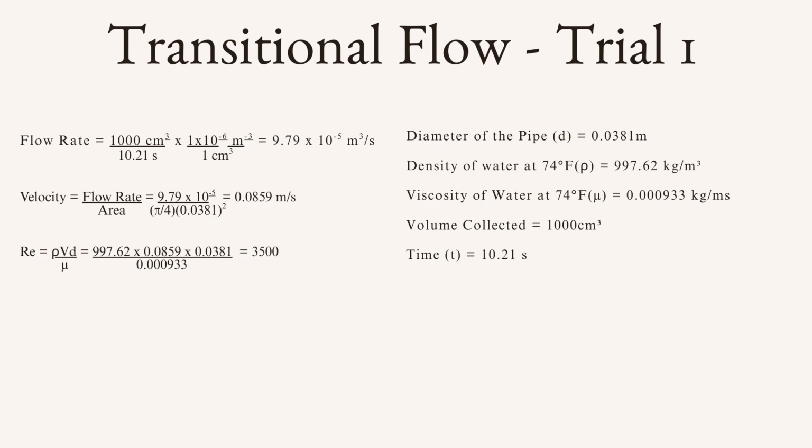For the transitional flow trial, the flow rate was 9.79 times 10 to the negative 5 meters cubed per second, and the velocity was 0.0859 meters per second, and the Reynolds number was 3,500.